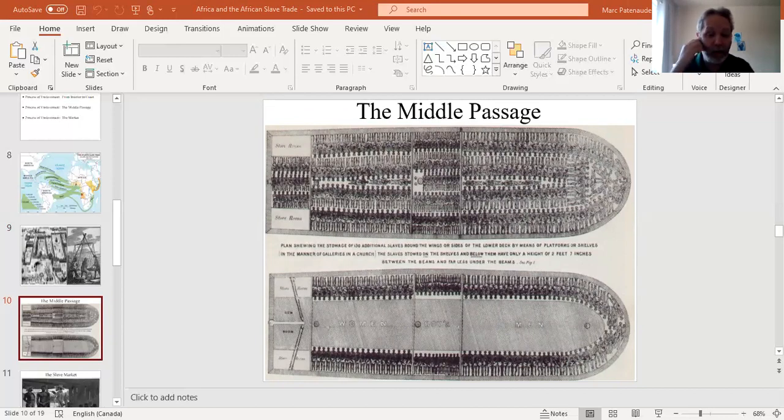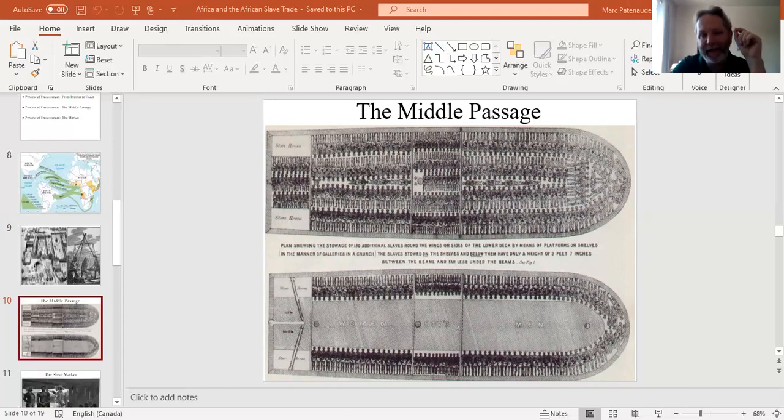Slaves could be forced to go above decks and dance for the sailors as a way of exercise. But for the most part, for 23 hours a day, they were chained underneath. They were chained in the bowels of the ship, and disease would run rampant due to the poor conditions. So you're looking at a mortality rate just in the Middle Passage, just going from Africa to the New World, of 12 to 15%.